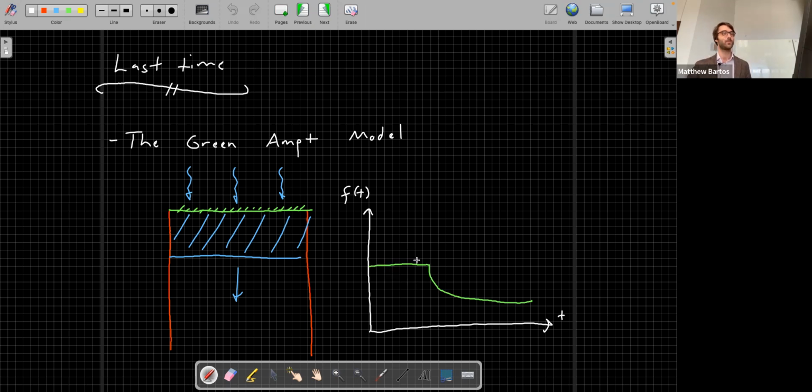So you start off with an initial infiltration rate. By the way, let's call the rainfall rate WT. So we start off with an initial infiltration rate that is equal to WT. And then the infiltration capacity of the soil decreases as the wetting front moves down. And the corresponding actual infiltration will also decrease as that potential infiltration decreases.